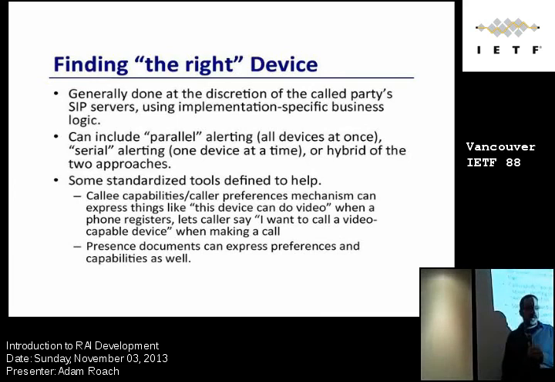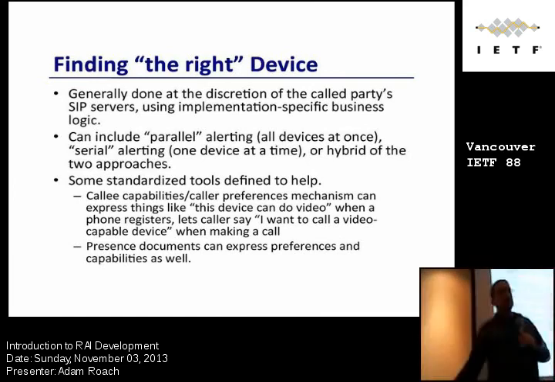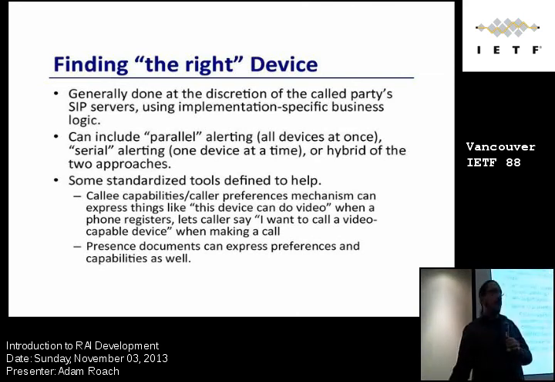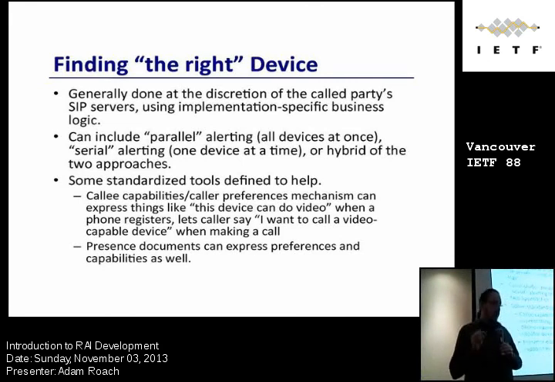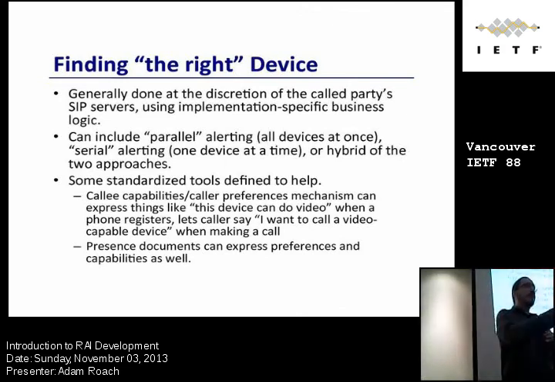Now that said, while this is left up to the discretion of the person you're calling, there are a couple of tools that we've put in that allow some specification of how this should work. They're optional, but they're a nice way to determine things. When a device registers with a network, it can say, I can do video. This is the callee device capabilities. And then when I want to call, I can say, I'm trying to reach Radia and I would prefer to reach a device that does video.